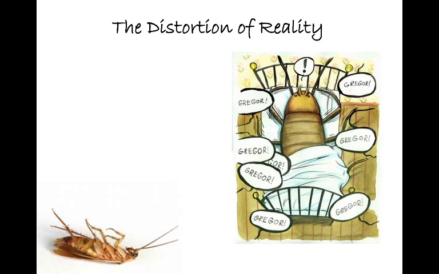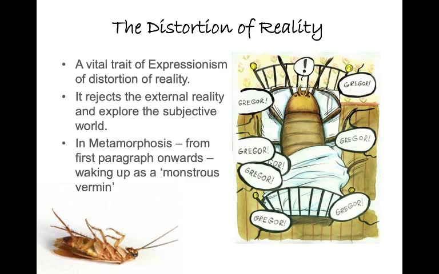And we also see this distortion of reality, which is a vital trait of expressionism. It rejects the external reality and explores the subjective world. As you see in Metamorphosis, it happens from the first paragraph onwards. We see Gregor Samsa when he wakes up after a dream as a monstrous vermin. This distortion has already taken place.